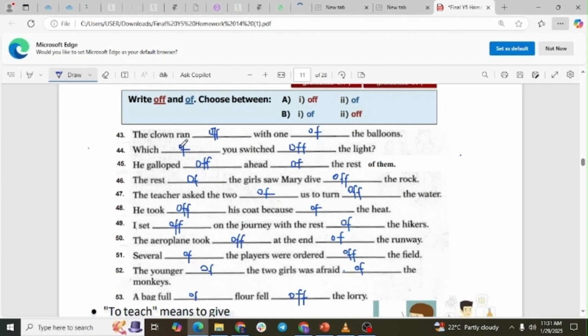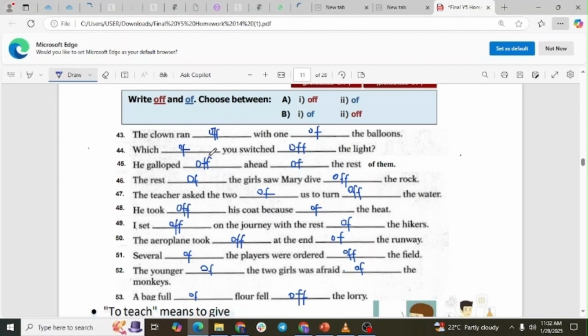Question 44. Sentence. Which blank you switched blank the light? Correct answer B. Of, off. Explanation. Of is used in the first blank as part of the phrase which of. Off is used in the second blank to describe turning off the light.